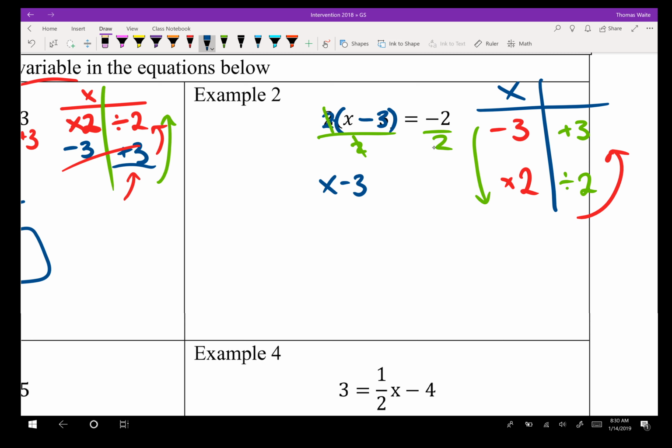Negative 1 plus 3. If I'm at negative 1, I need to add 3: 0, 1, 2. So it takes me to 2, positive 2.